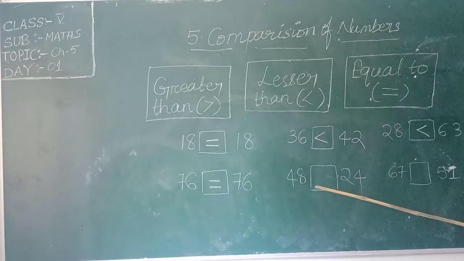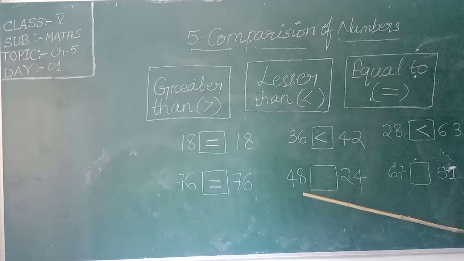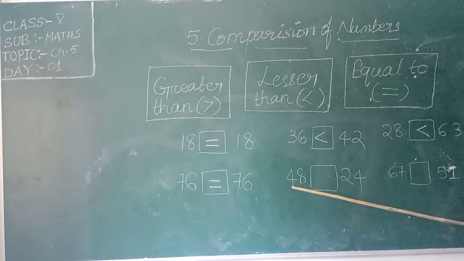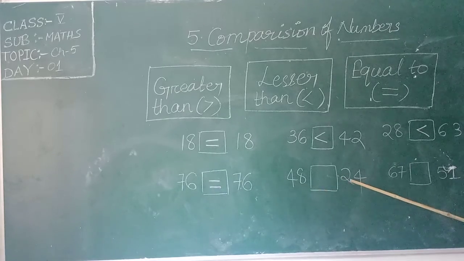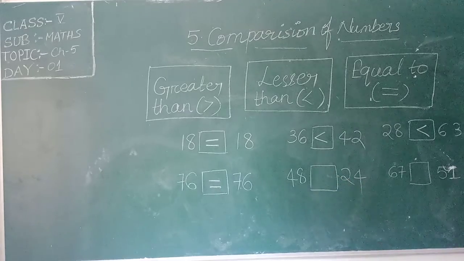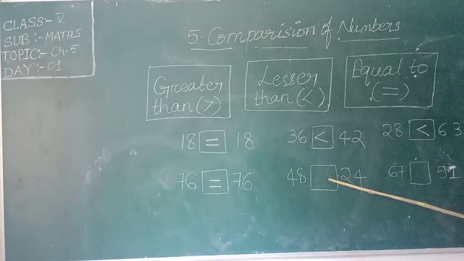The next question is 48 and 24. Compare the first number with the second number. First number is 48. What is the second number? 24. When we compare 48 with 24, 48 is what than 24? Greater or less or equal? 48 is greater than 24. Which symbol do we use there? Greater symbol we use in between.